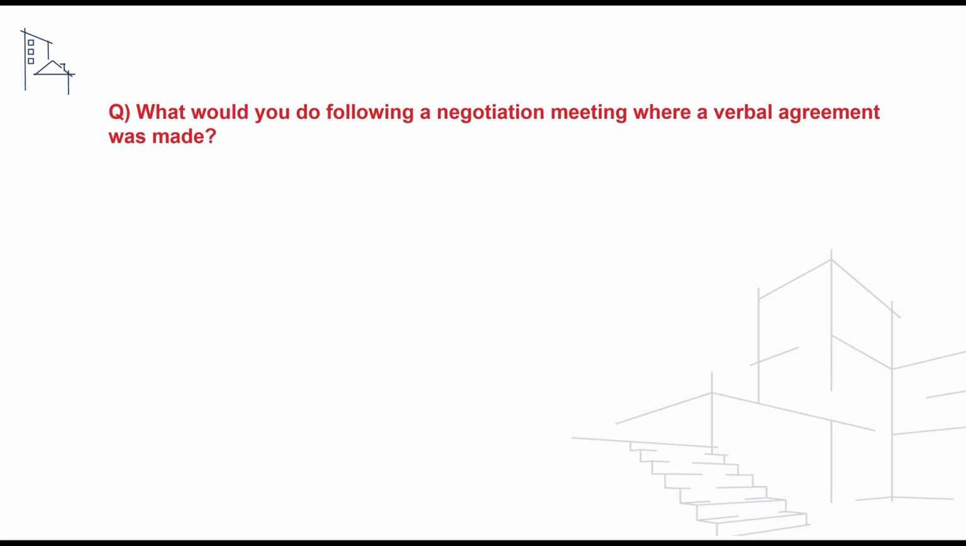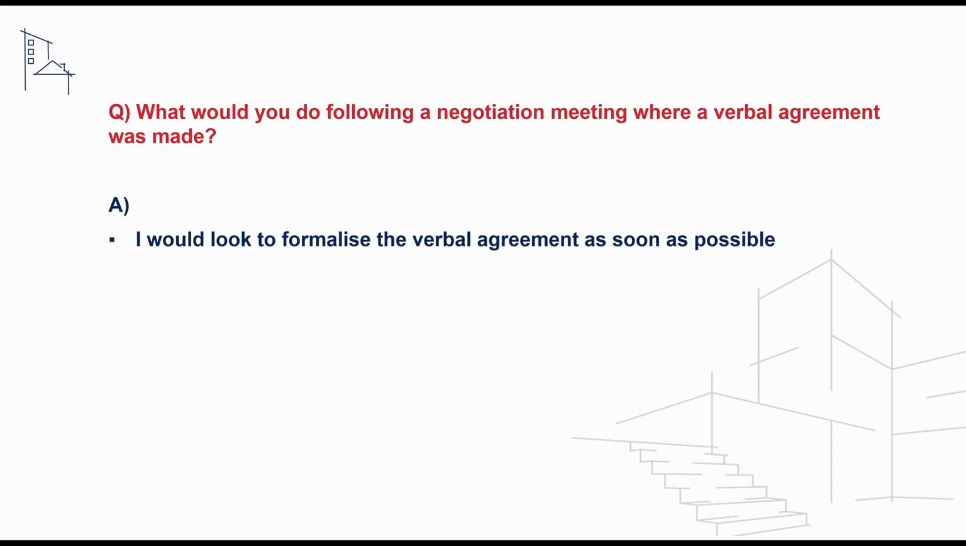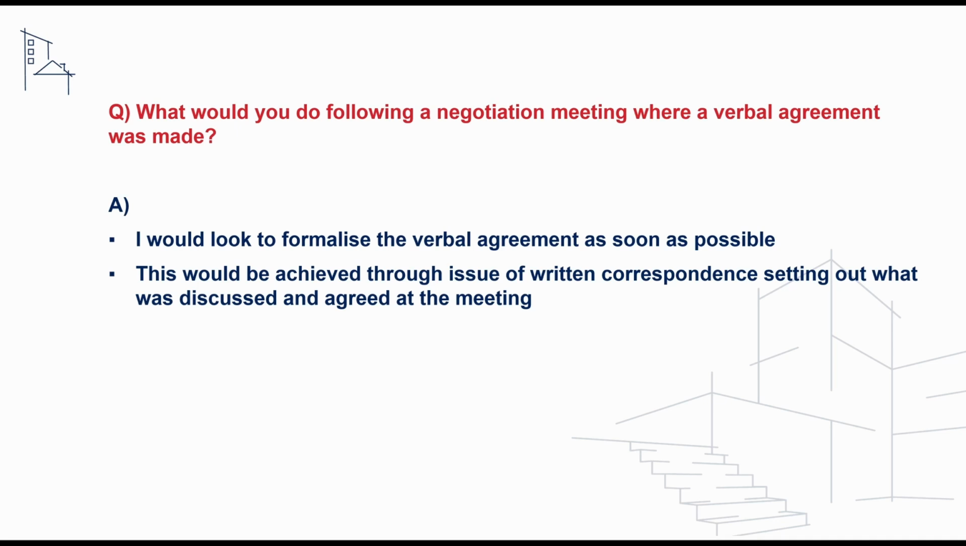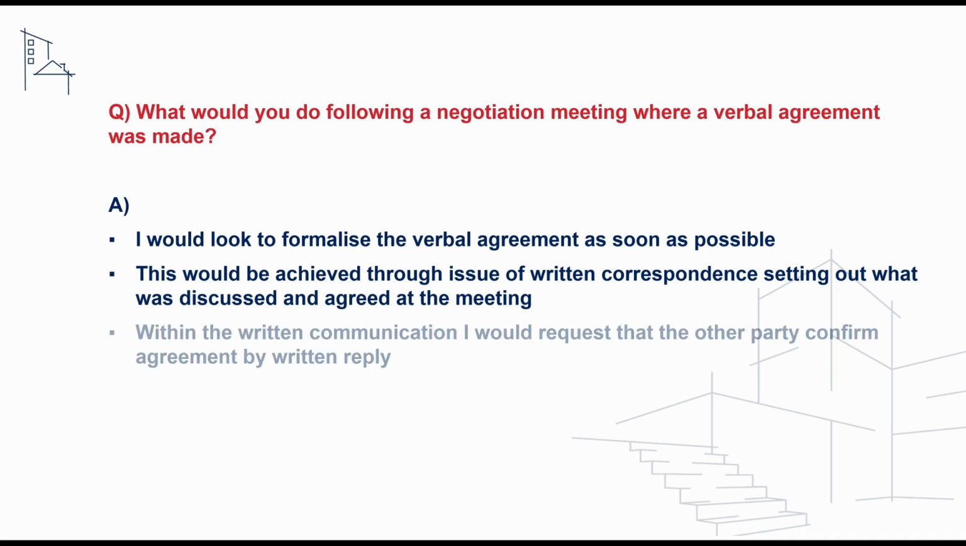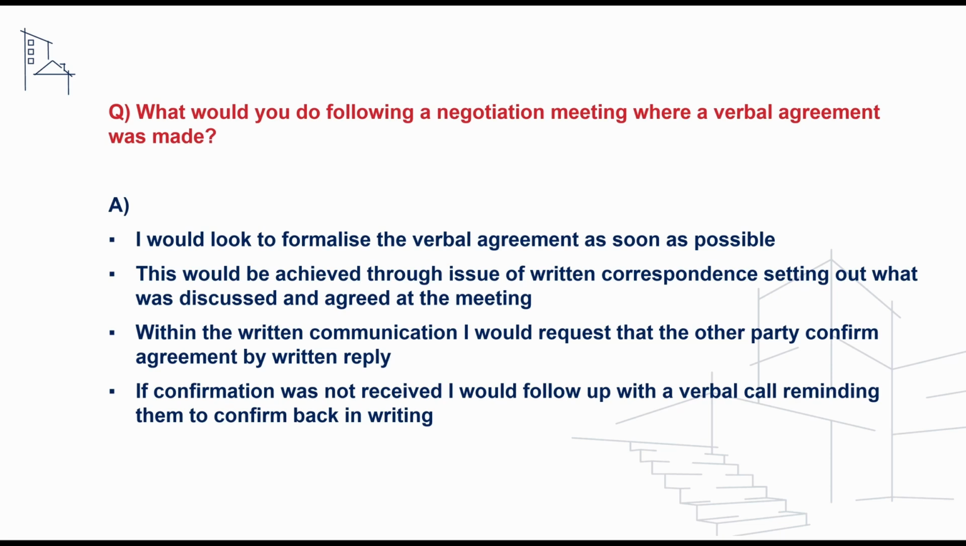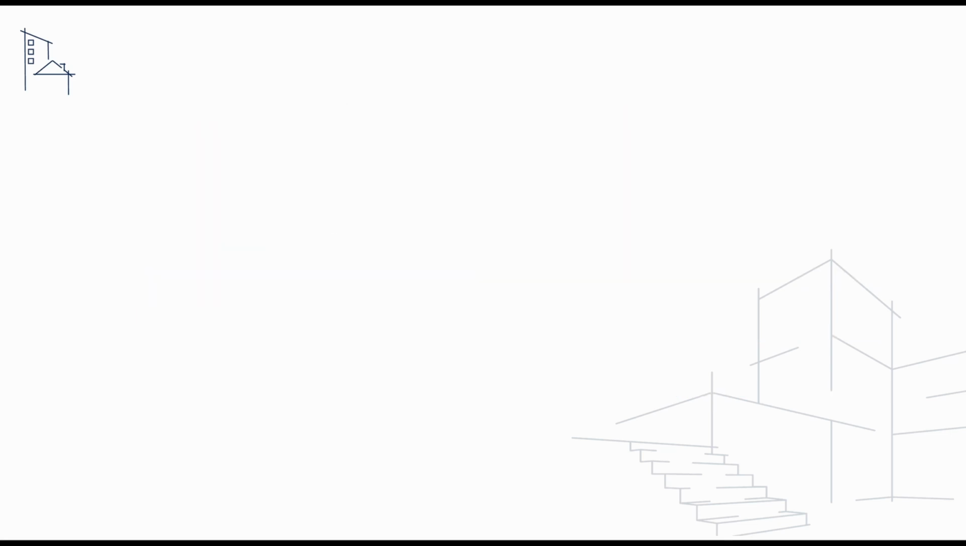The next question we'll take a look at is what would you do following a negotiation meeting where a verbal agreement was made? And to address this, we would need to say that we would look to formalise the verbal agreement as soon as possible. This would be achieved through issue of written correspondence setting out what was discussed and agreed at the meeting. Within the written communication, we would request that the other party confirm agreement by written reply, and if confirmation was not received, we would need to follow up with a verbal call reminding the other party that confirmation in writing is still required.